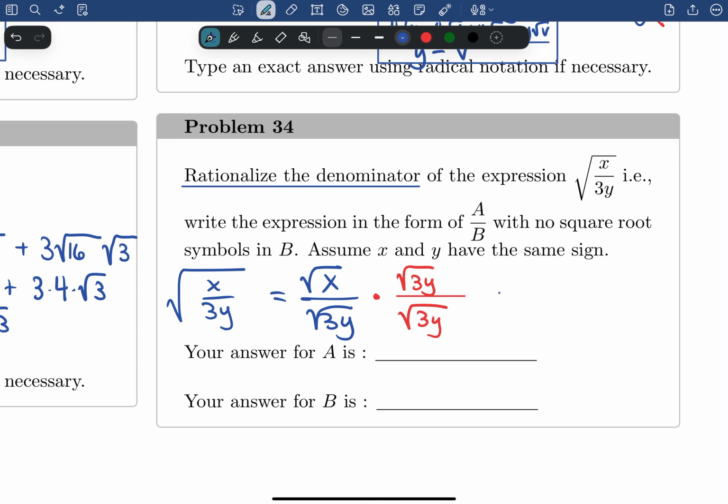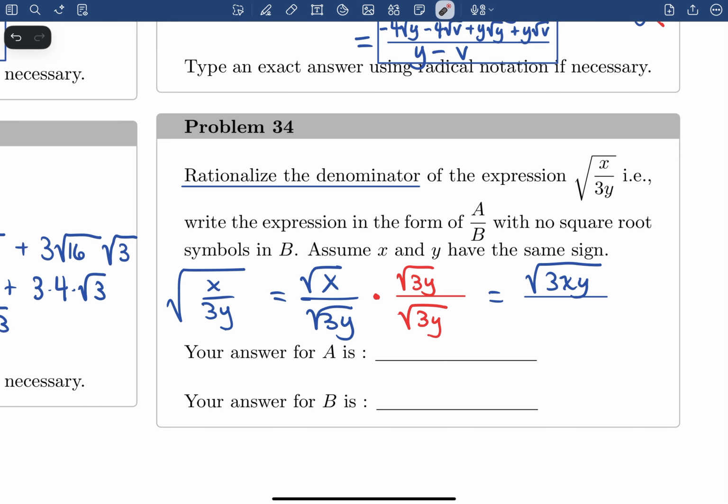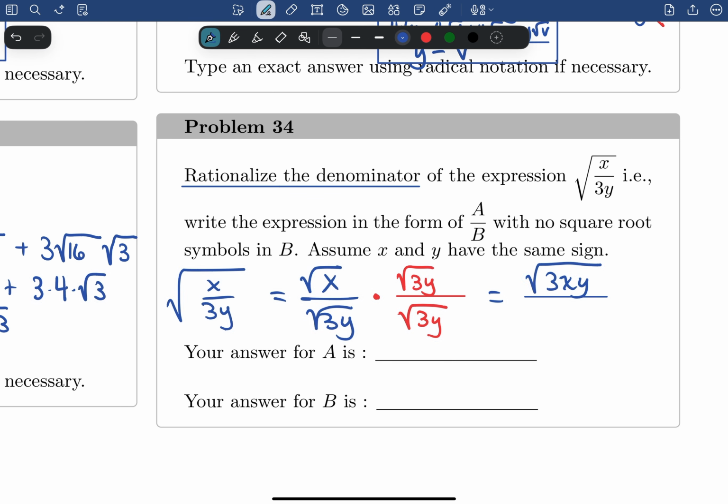The answer is going to be, well, on top, the square root of 3 times x times y. So I'm just multiplying these three things together. And I'll write it like this. The square root of 3 times x times y. And then on the bottom, the square root of anything times the square root of that same thing is equal to that thing without the square root anymore. So I have 3y.